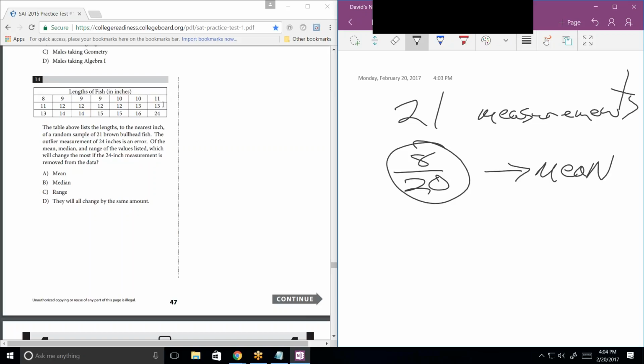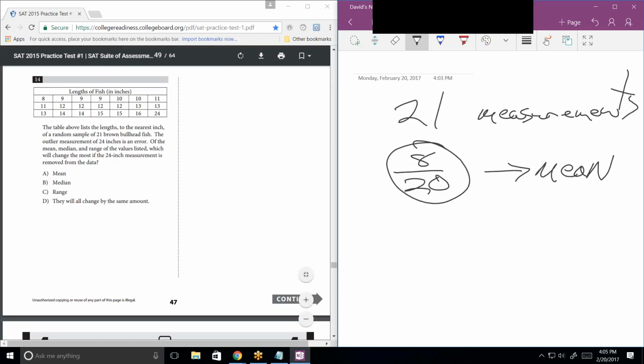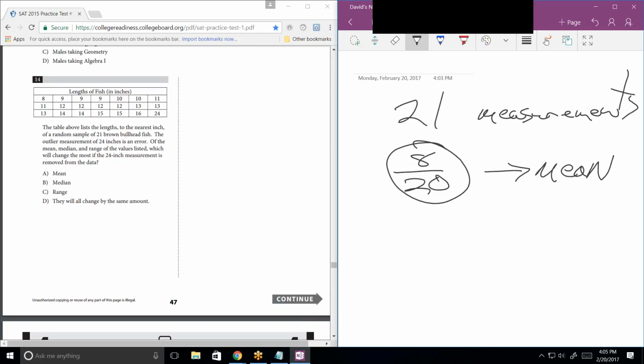Okay. Now the median is the middle. Well, what's the middle approximately equal to now? I believe it's 12. I think so. And if I take out the 24, what's it going to be? 12. Probably. Yeah. In other words, it doesn't affect the median hardly at all. Yeah.